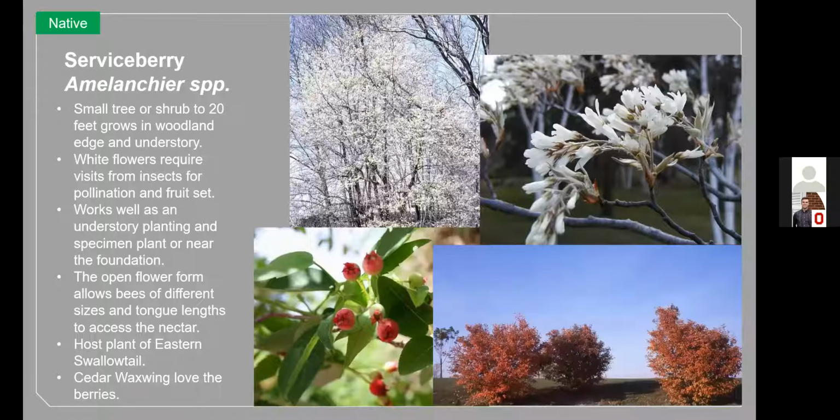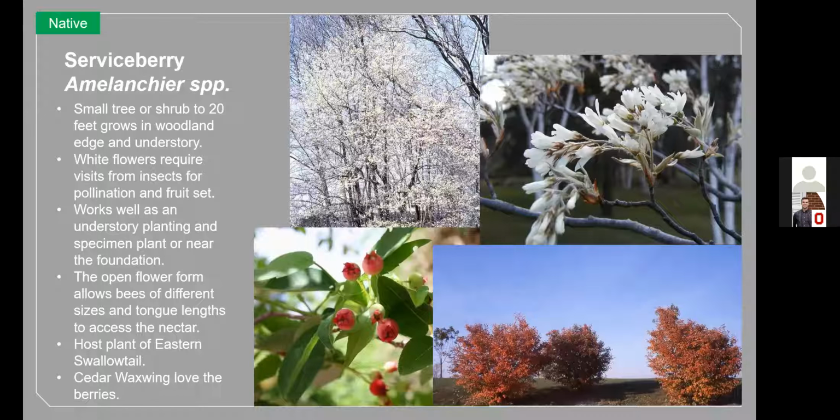They're all upright, rounded, medium-sized trees or shrubs that can grow to 20 feet. They can be sited in a woodland, understory, or near a building foundation or as a specimen plant. The white, flat, open flowers open in April to May and are available to a range of native bees who are required for good pollination and fruit set.